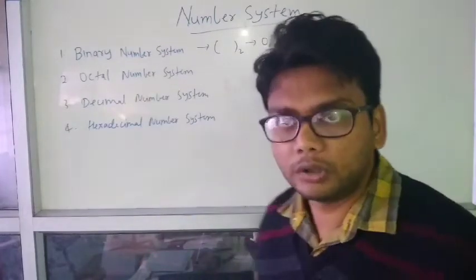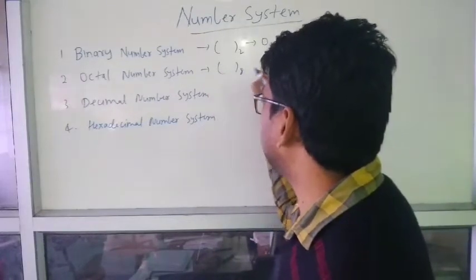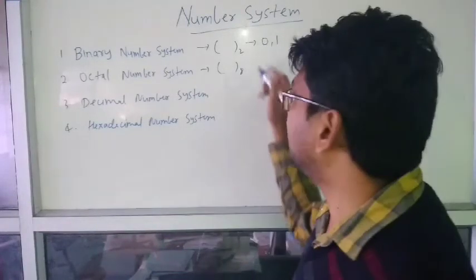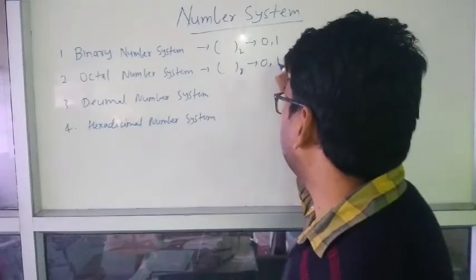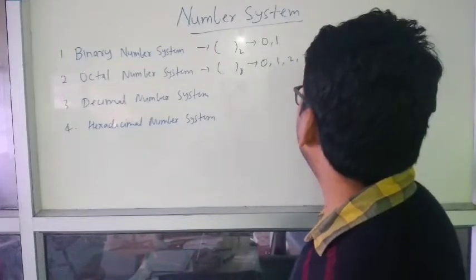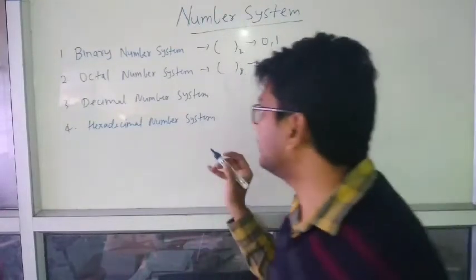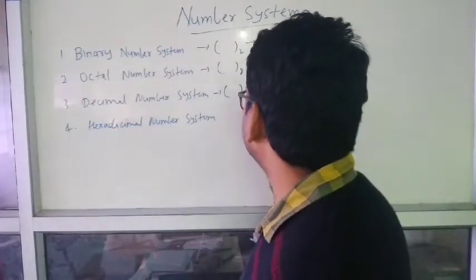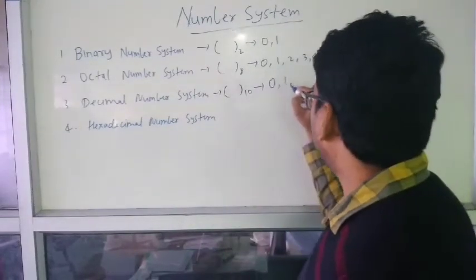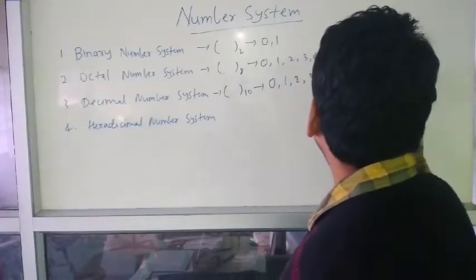Next, if we talk about the octal number system, we can represent it with base or radix 8, so the total number of values is 8, but it will start from 0 and end at 7: 0, 1, 2, 3, 4, 5, 6 and 7. If we talk about the decimal number system, again we can represent it with base 10, the total values will be 10, and it will go 0, 1, 2, 3, 4, 5, 6, 7, 8 and 9.